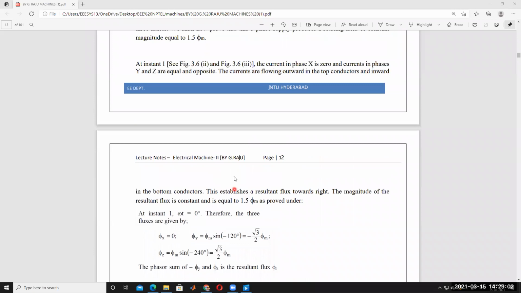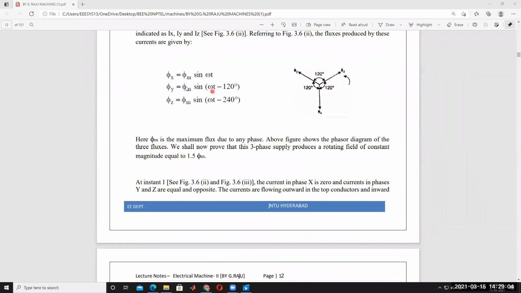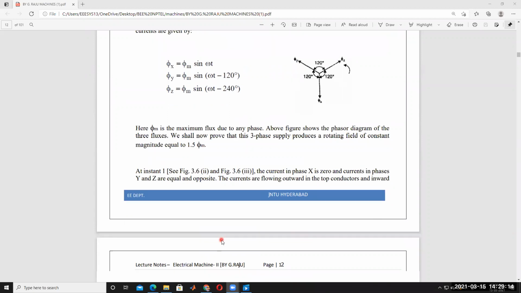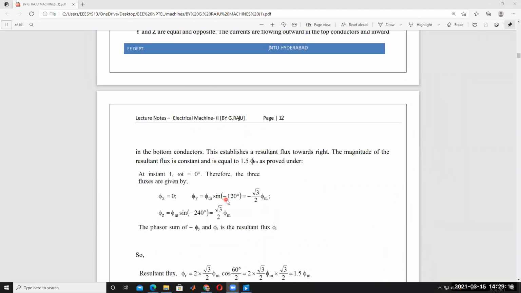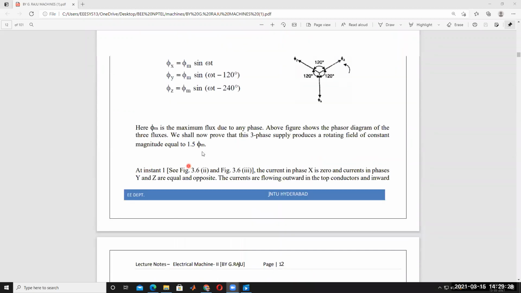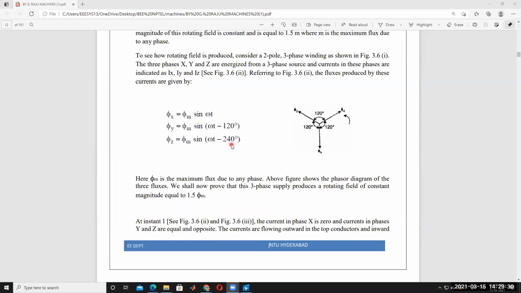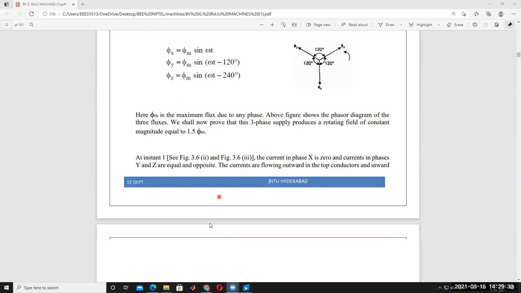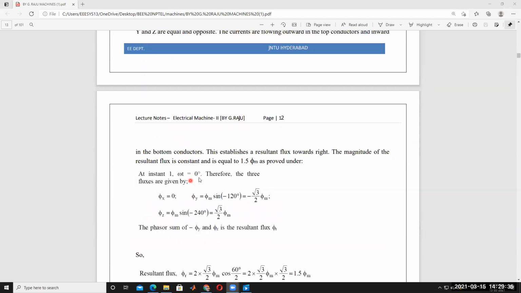And then similarly, substitute omega t is equal to 0 in this equation: phi_y is equal to phi_m sin omega t minus 120. So phi_m sin of minus 120, that is nothing but minus root 3 by 2 phi_m. Am I right or not? phi_y is equal to minus root 3 by 2 phi_m. And phi_z similarly is equal to phi_m sin omega t minus 240 degrees. Substitute omega t is equal to 0 here.